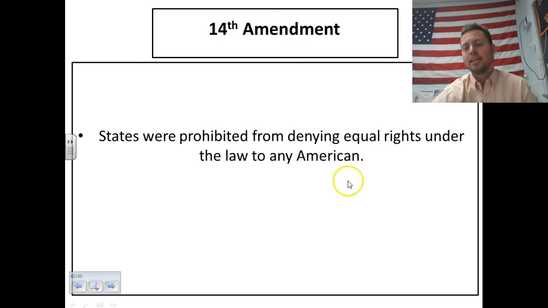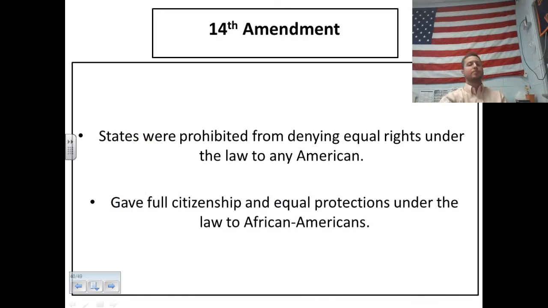So picture this, guys. Here's an American. We're really talking about African Americans right now. So, do they get rights? Yeah, they got rights. Okay? Well, rights of like being a citizen. Being a citizen, right? Some southern states wanted to take away those rights. The 14th Amendment says a state cannot take away equal rights under the law to any American.